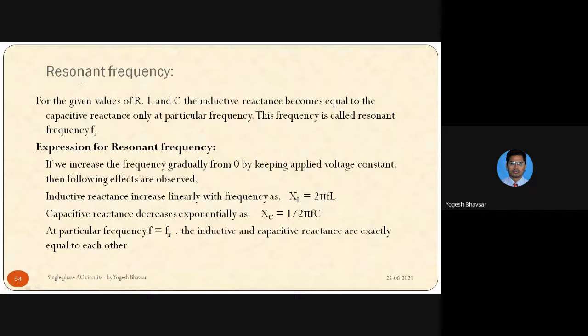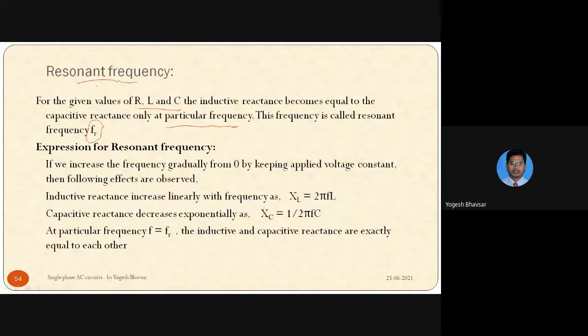Now what is resonance frequency? This is an important term. Many times the question asks what is resonance frequency and to derive an expression for the resonance frequency. It is a very simple derivation. For the given values of resistor, inductor and capacitor, the inductive reactance becomes equal to the capacitive reactance only at a particular frequency, and this frequency is known as resonance frequency. It is denoted by fR.